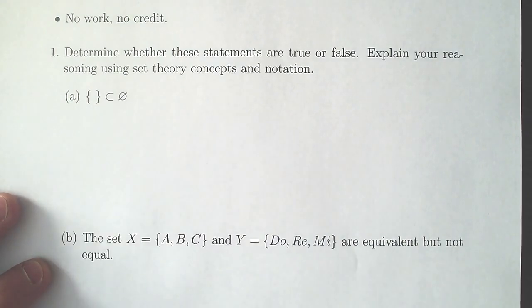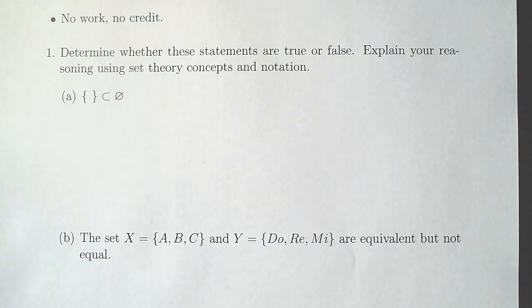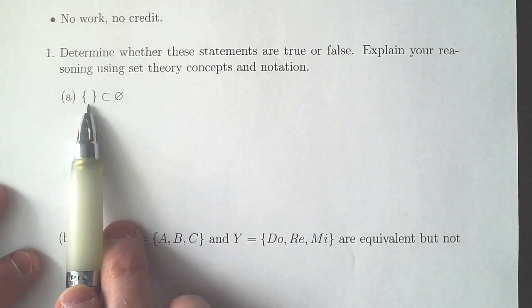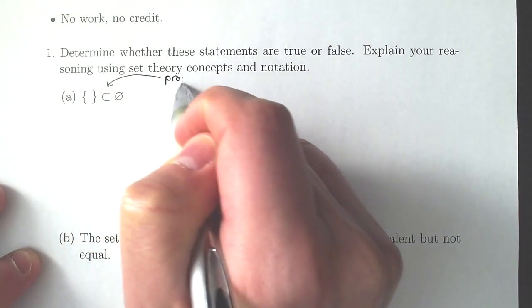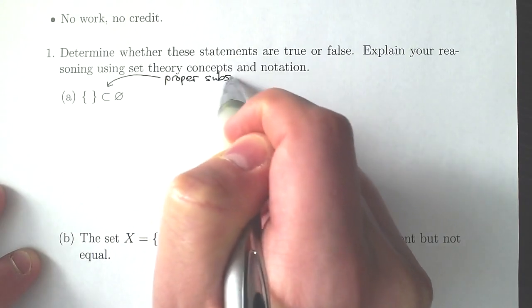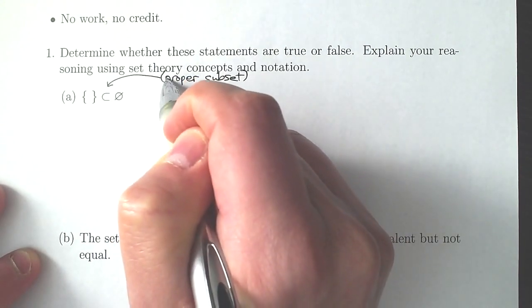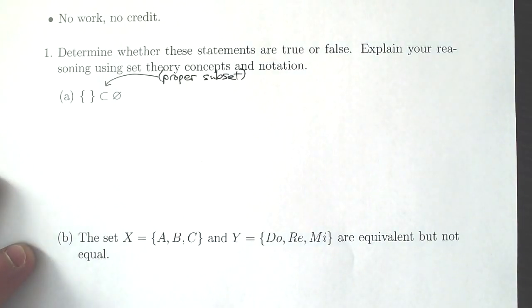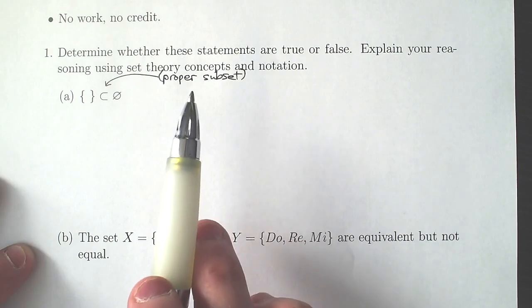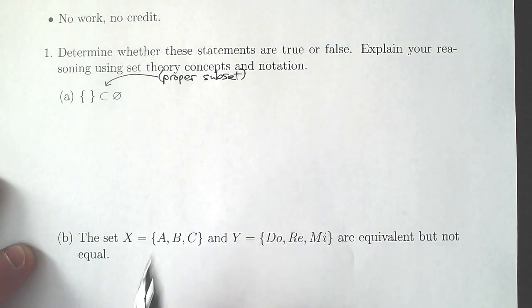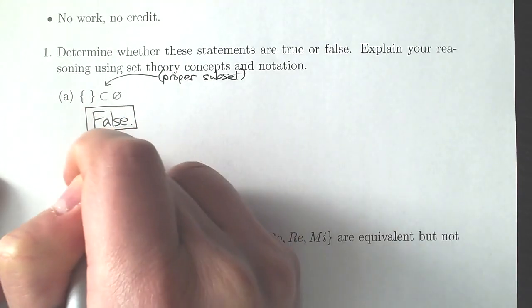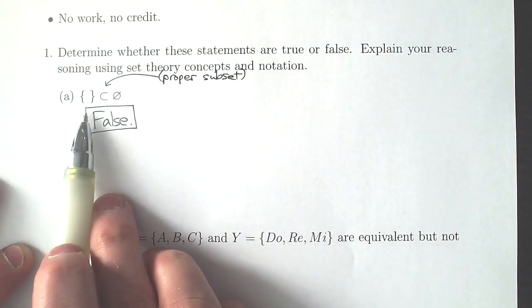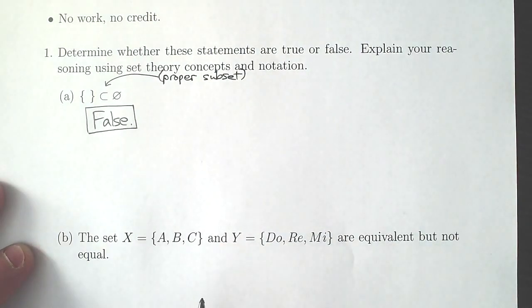This is the empty set, and sometimes the empty set gets used in little tricky true or false questions. Let's remember this means proper subset. So you can look back at section 3.2 when we talked about what it means to be a subset, what it means to be a proper subset. I'm going to say this one is false. And I'll give you an example of how I would explain why I know this is false.